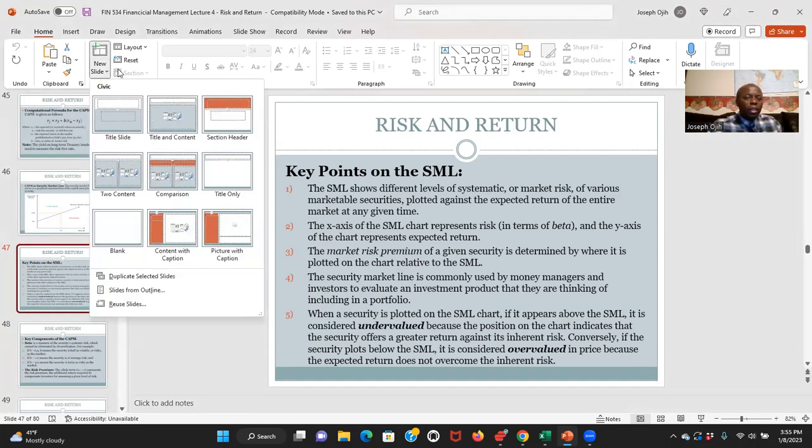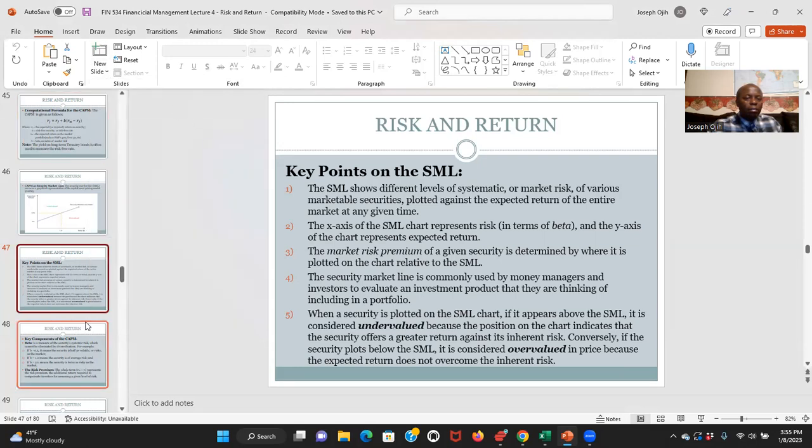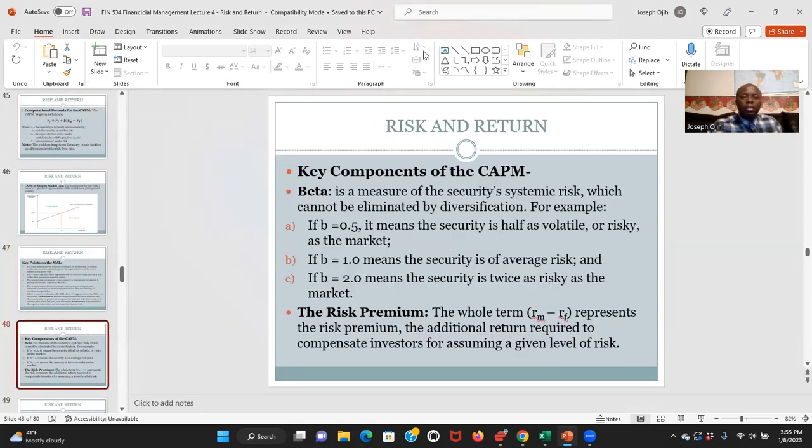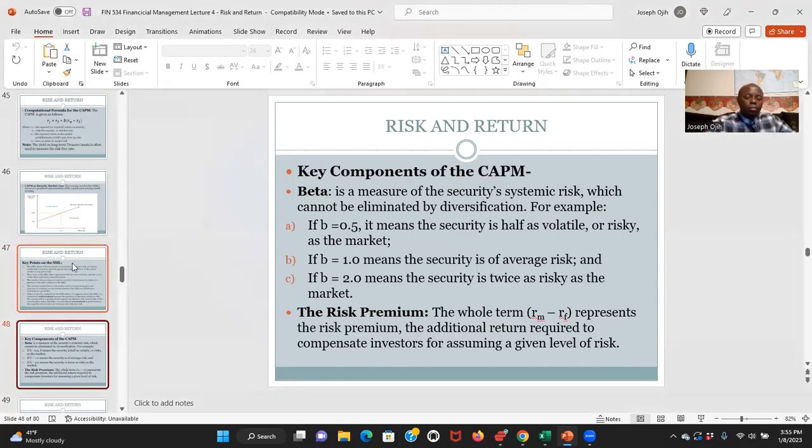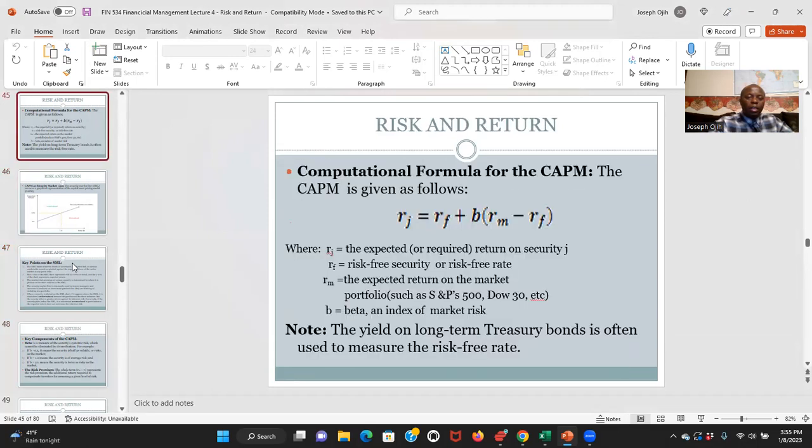So we can now proceed to the next area, which is some of the key components of the capital asset pricing model. First, if you look at the formula, like I explained a few minutes ago, it has the risk-free rate, then beta, times the market return minus the risk-free rate.